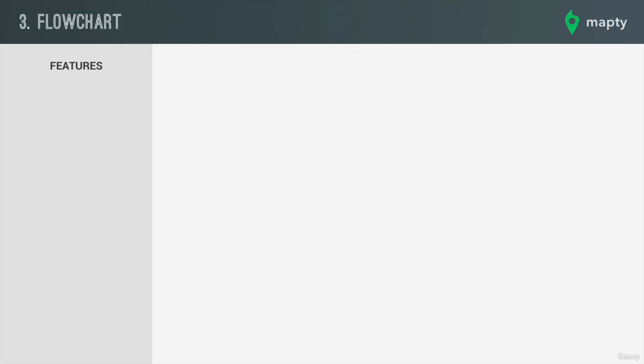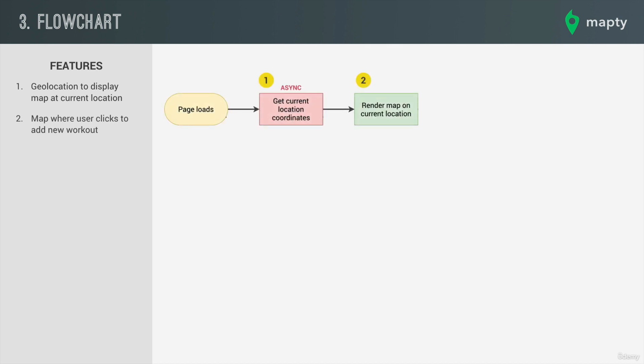Now, the flowchart should of course contain these different features that we're going to implement, but it's also going to contain how the different parts of the app interact with each other, which event makes sense to implement, and also how data flows across the application. So let's now see the first couple of features that we need to implement, and that is geolocation to display the map at the user's location, and then to also display a map where the user can click to add new workouts. And this is how we could put them on the flowchart.